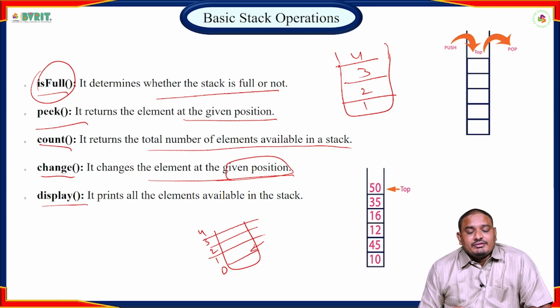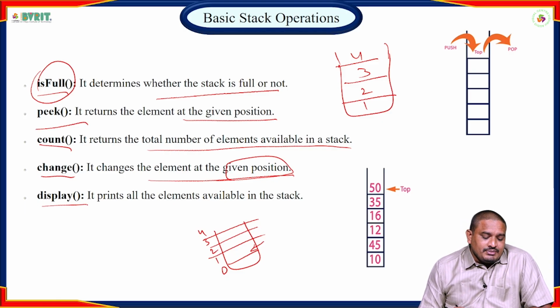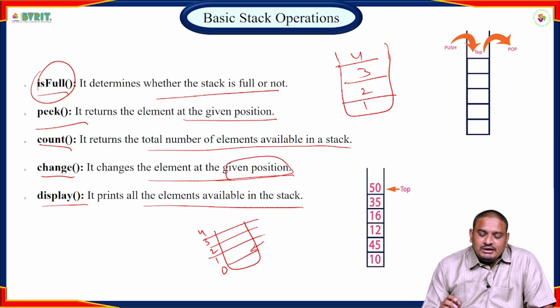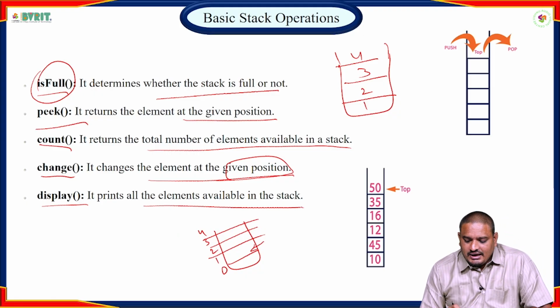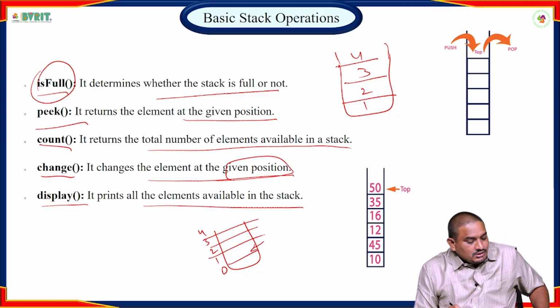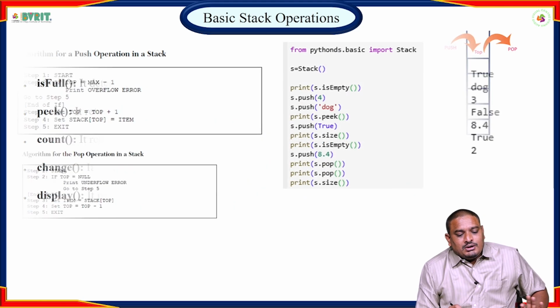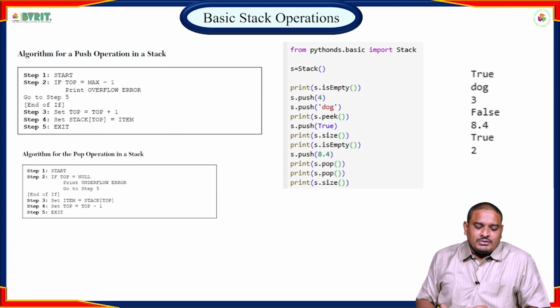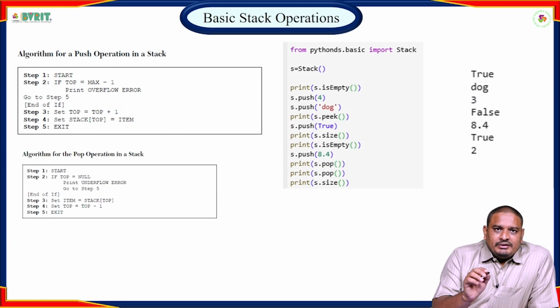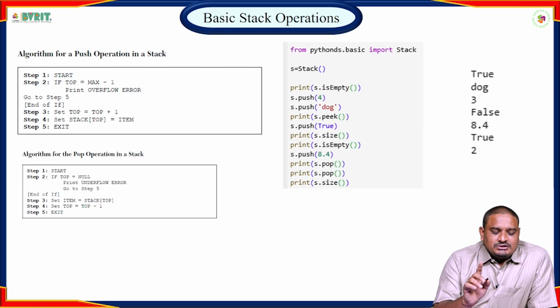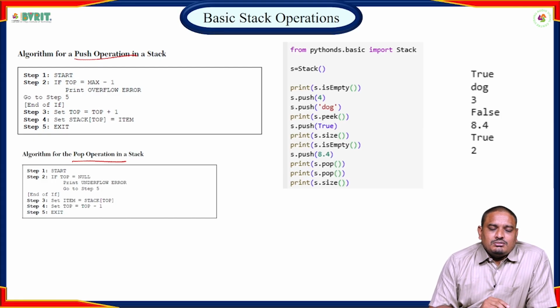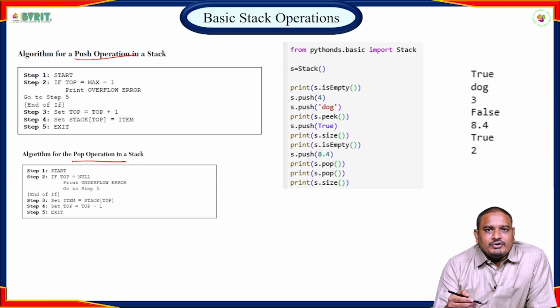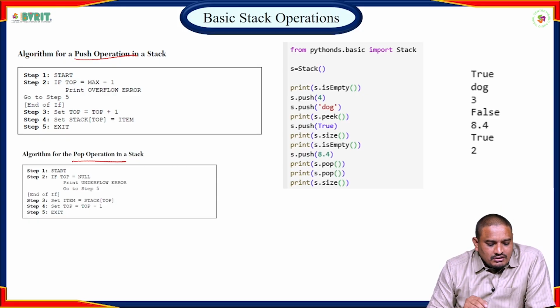Next, the display method. The use of the display method is to print all the elements available in that stack. That is the stack operations. Now, see this algorithm. In the stack operations, we are using two operations. First one is the push operation, and the second is the pop operation. What is the algorithm for push and what is the algorithm for pop?